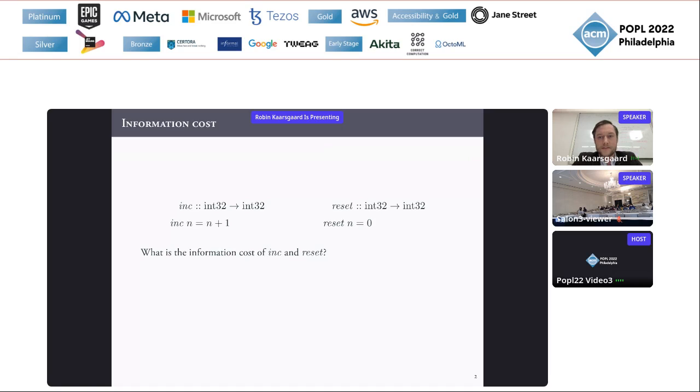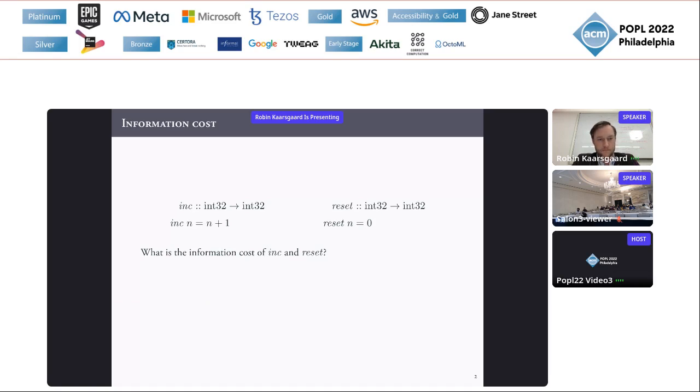So let's consider the following two functions on 32-bit integers. We have one that takes an integer and increments it by 1. And let's just say that this is modular arithmetic, so if the result would go out of bounds, we just loop around. And the other takes a 32-bit integer, and no matter what it is, just returns 0. Now, what is the information cost of these two functions?